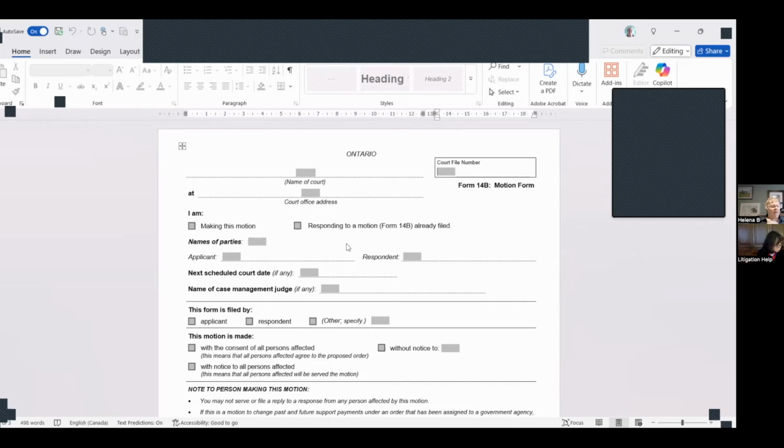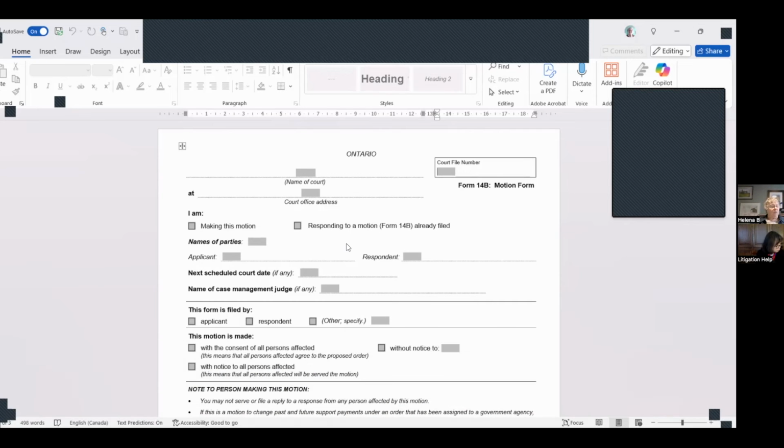So once you've got all that stuff done, then you take the motion materials and you serve them on the other side, even if they did provide a signed consent. So even though they've agreed to you bringing the motion, they need to know that you're actually bringing the motion. So you have to serve them with your motion materials. And then you have to do the 6B affidavit of service confirming you've served them.